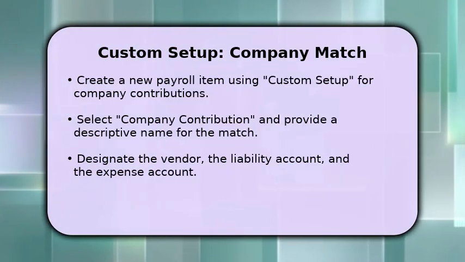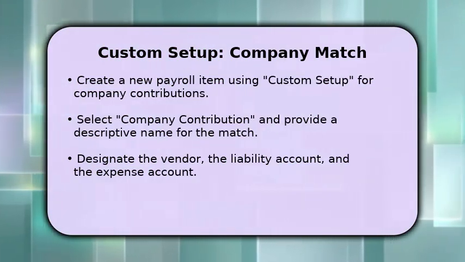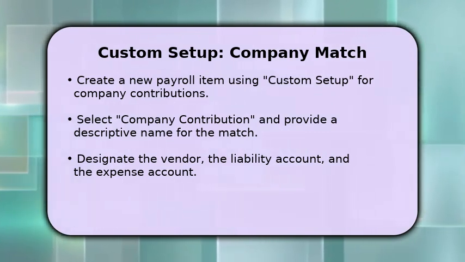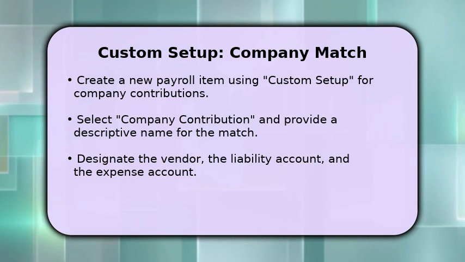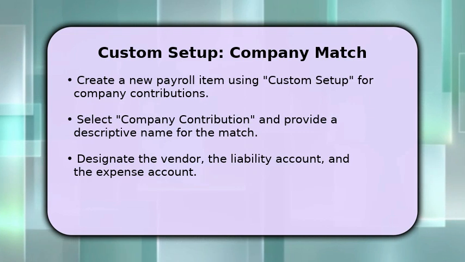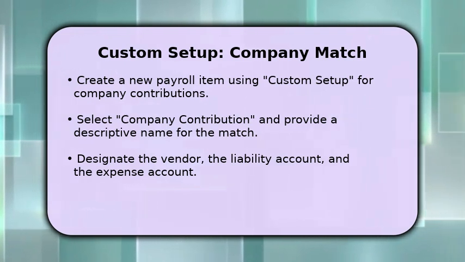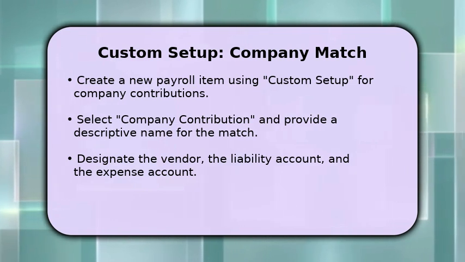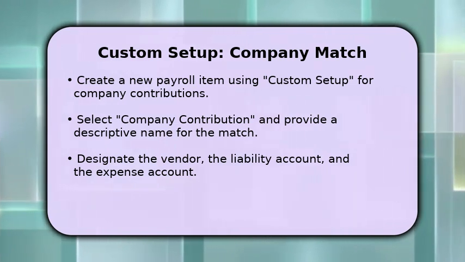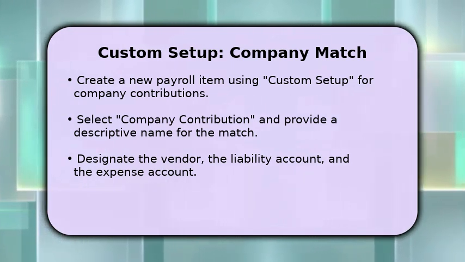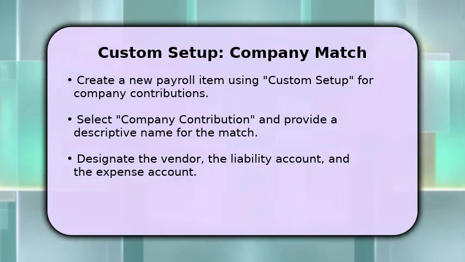Setting up a company match for your 401k plan also uses the custom setup. Go to the payroll item list and create a new item. Select Custom Setup, then Company Contribution, and name it clearly like ER 401k Match. You'll specify the vendor, the liability account for payments, and an expense account for tracking. Select 401k Co. Match as the tax tracking type. This impacts forms like the 940 and W-2.